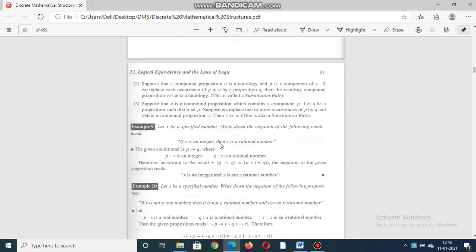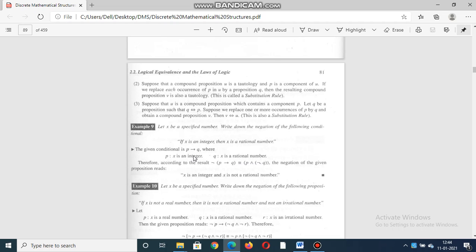Then what implies? In the remaining portion, if X is an integer, you conclude this as P, then implies X is a rational number. So this one we can write like this, P implies Q, because up to then we conclude it as P, after then we conclude it as Q. This portion we consider as implies. P implies Q, where P is X is an integer, Q is X is a rational number.